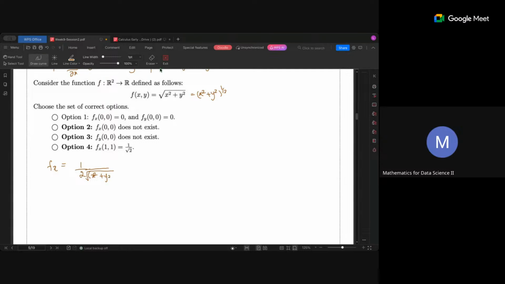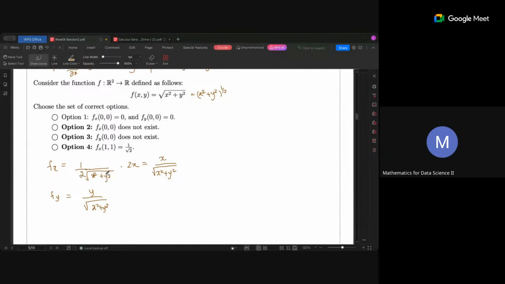So now applying the chain rule, what will you get? So you have 2x to differentiate the function here. So what is the answer? x upon under root x squared plus y squared. Okay. And what about fy? We just have to replace y in the numerator, over root of x squared plus y squared.